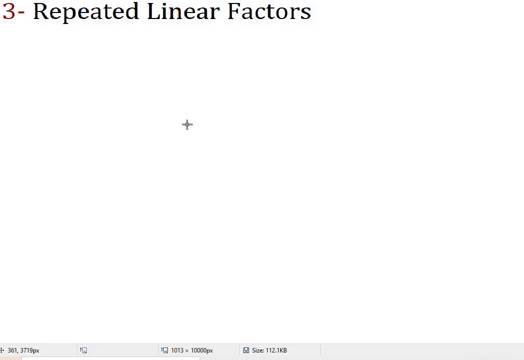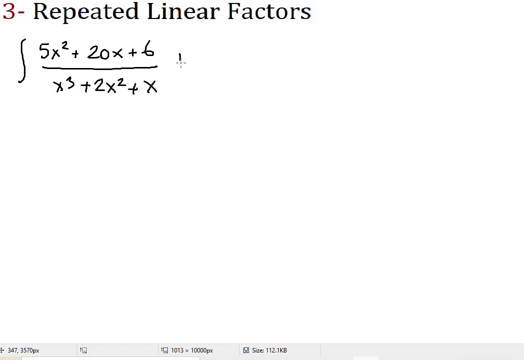This time let's see a repeated linear factors example. Okay, let's try to evaluate 5x squared plus 20x plus 6 over x to the third plus 2x squared plus x dx. Our first rule is always to check if the numerator's degree is greater than the denominator's. Here it is not, because x squared is less than x to the third.